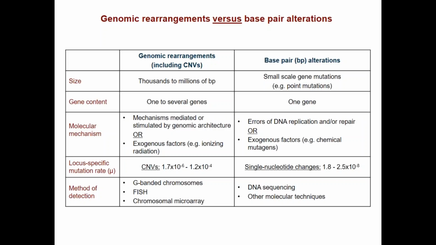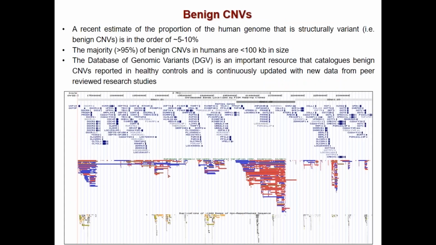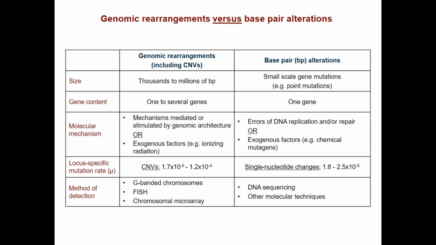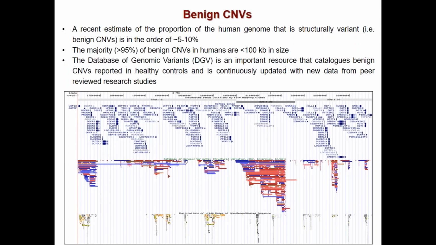G-banded chromosome analysis, or karyotyping, can only see things, as I said earlier, bigger than 5 megabases. FISH, or fluorescence in situ hybridization, is a very useful technique, but you can only use 1 or 2 probes at a time. And chromosomal microarray, which we will discuss in more detail in the second half of the lecture, can actually cover the entire human genome looking for these CNVs. On the other hand, for base pair alterations, you can use sequencing or other molecular techniques.